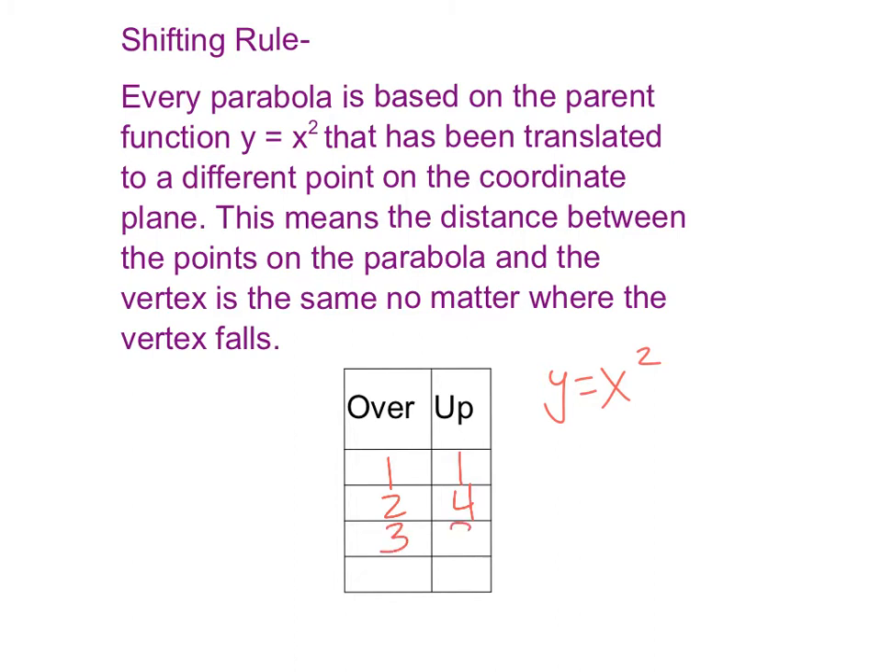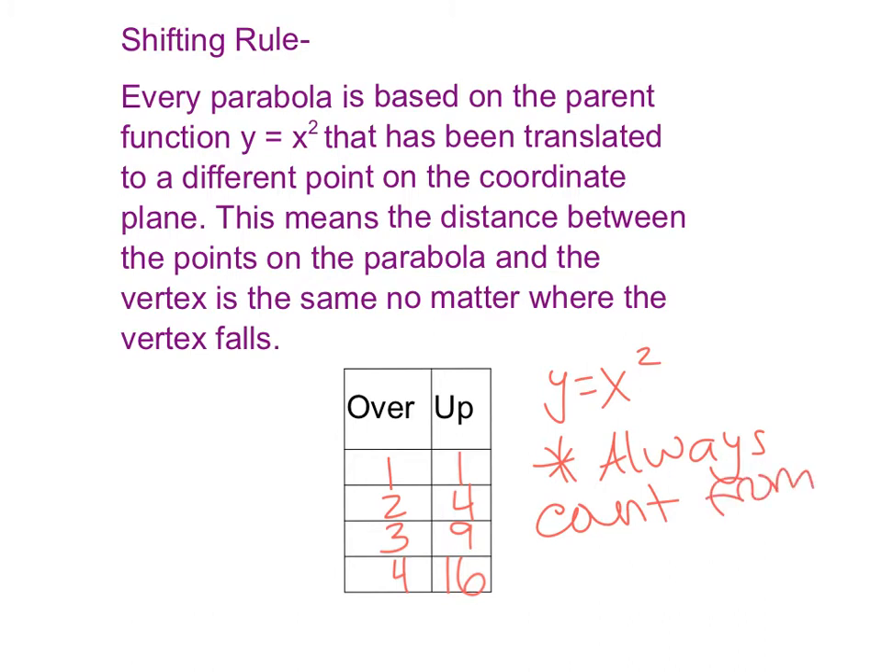Over 3, up 9. Over 4, up 16. Now, we're not going to always be able to do all of those, but we're going to do the best we can. Usually we try to do 1, 2, 3. Over 1, up 1, over 2, up 4, over 3, up 9. And we're going in both directions, right? I don't include the negatives because it's the same thing, but instead of going to the right, we go to the left. Also, we always count from the vertex.